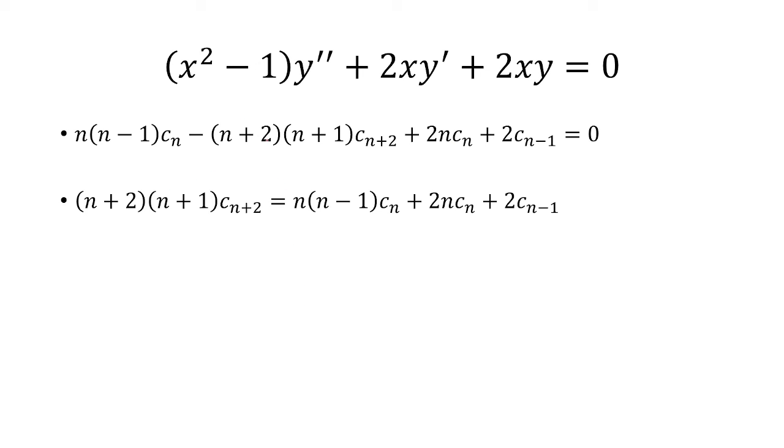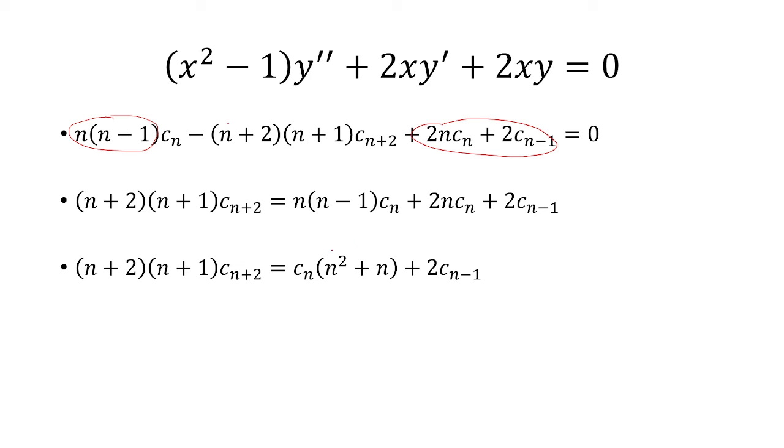And here I took the n minus 1, c sub n, and these two, moved it to the right and multiplied both sides by negative 1. And then I factored out a c sub n from both of these. You got n squared plus n. And finally I just divided both sides by n plus 2 and n plus 1. Okay, so this is my recurrence relation.